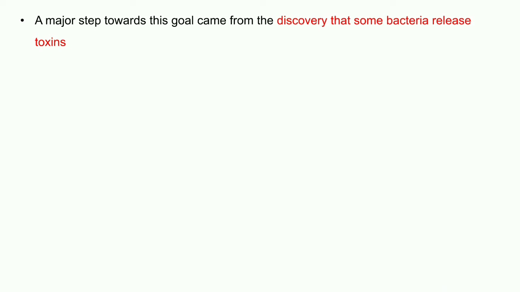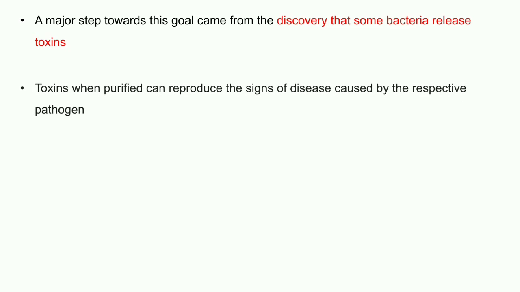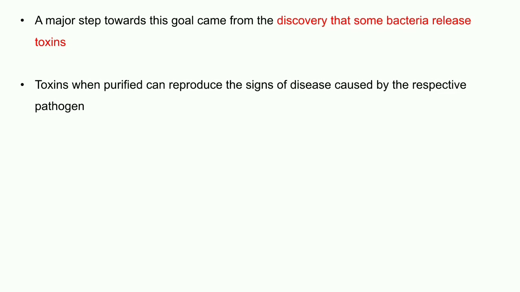So a major step towards this goal came from the discovery that many bacteria have the capacity to release toxins. Toxins are nothing but poisonous substances or metabolites produced by bacteria. These toxins, when purified, can reproduce the signs of disease caused by a respective pathogen. A very good example is that of the diphtheria toxin produced by Corynebacterium diphtheriae.